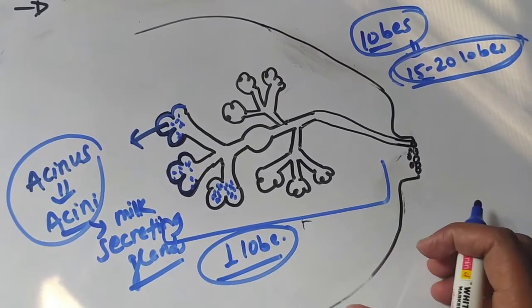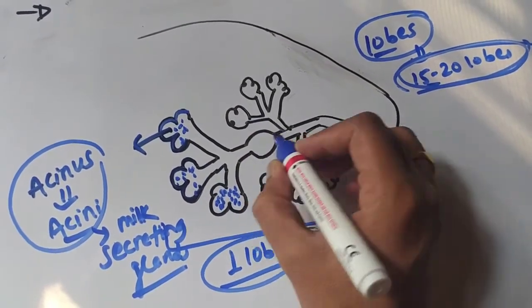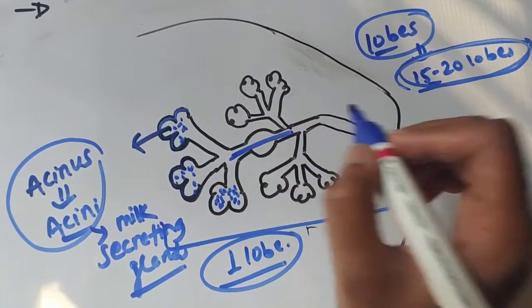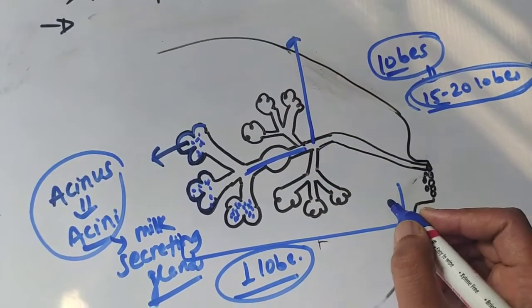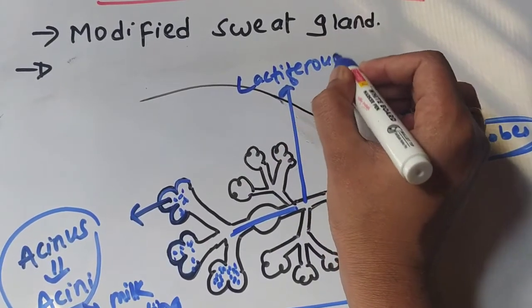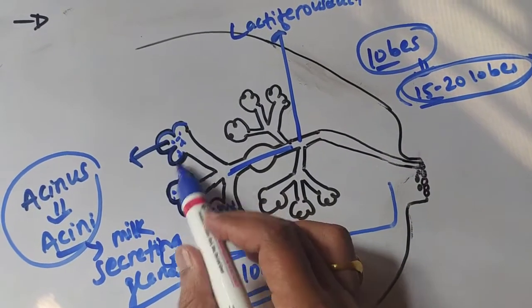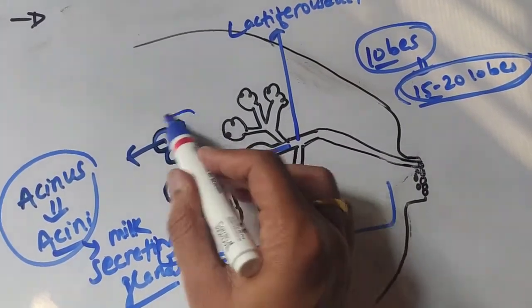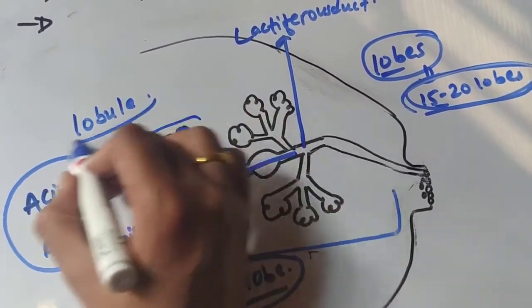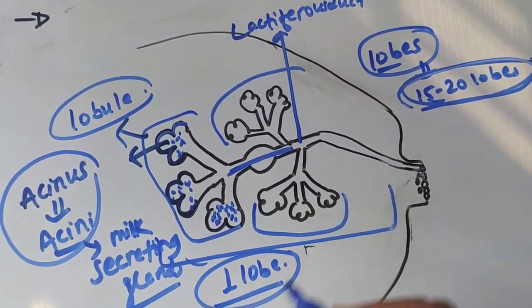The acini combine to form the duct. So different acini combine to form a duct, and this duct is known as the lactiferous duct. And actually 2 or 3 acini are combinedly known as a lobule. So this is one lobule, and this is one lobule.